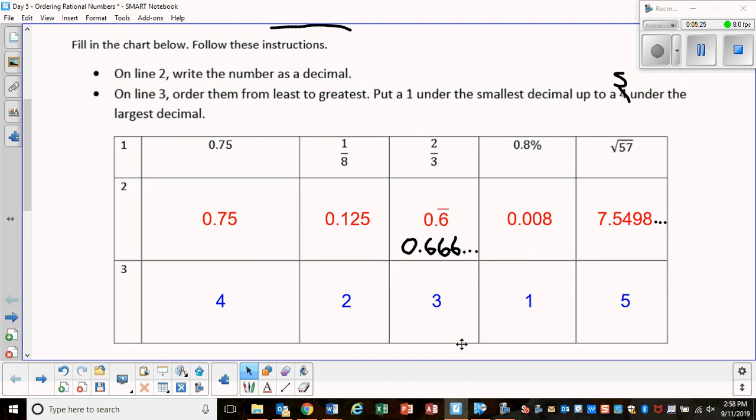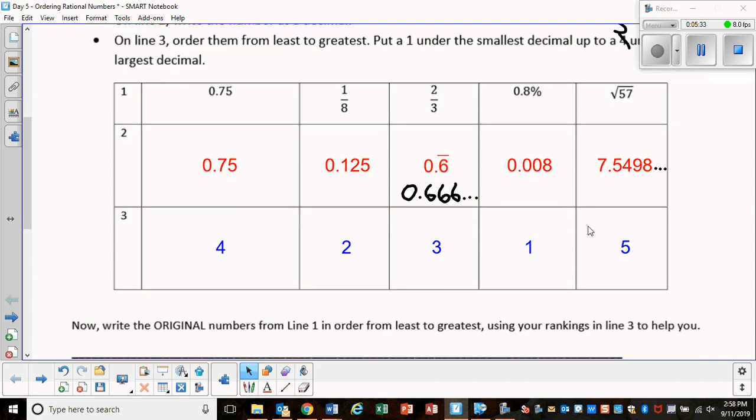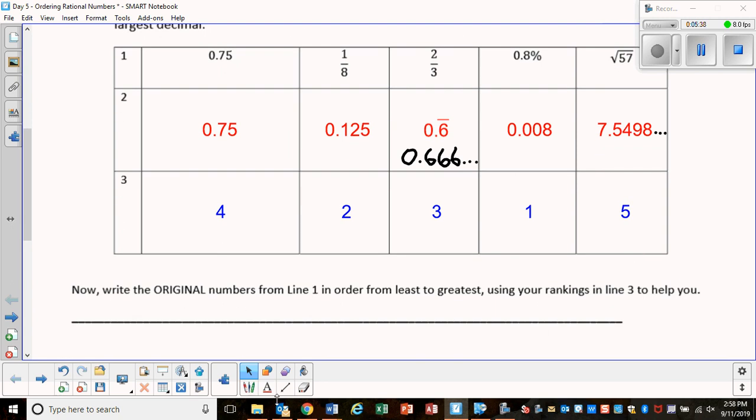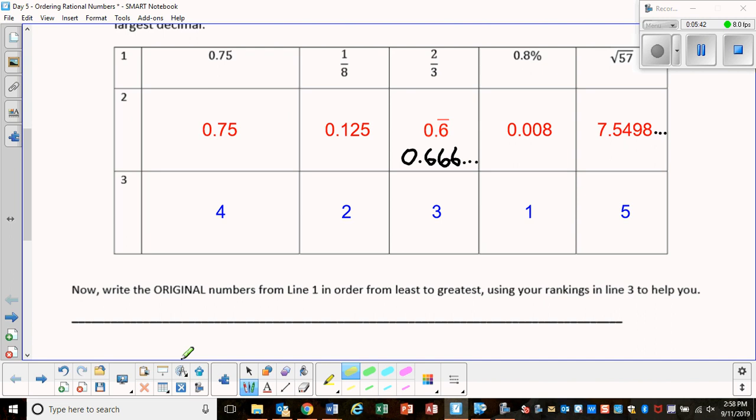So that is our order, because we're going through each digit and comparing each digit. Now that we figured out our order, we're going to write the original numbers from line 1 in order from least to greatest.